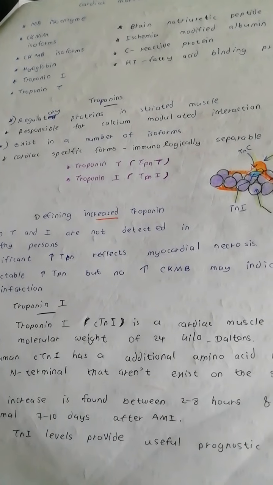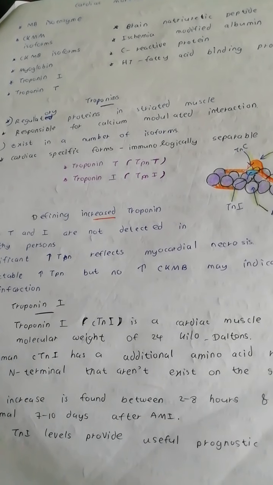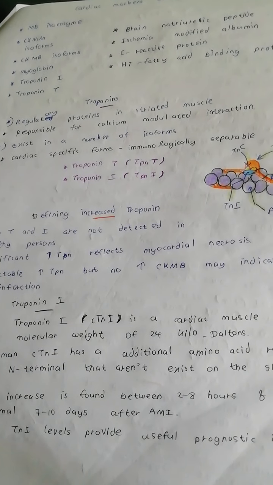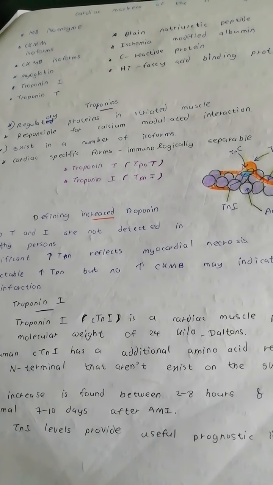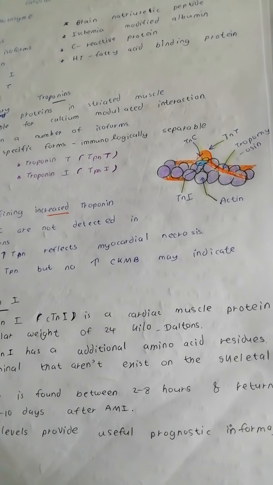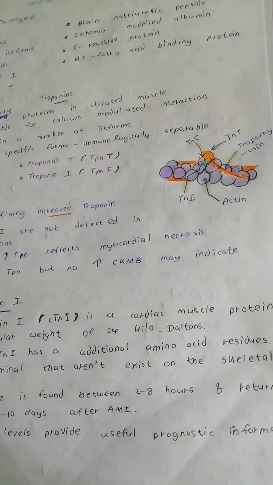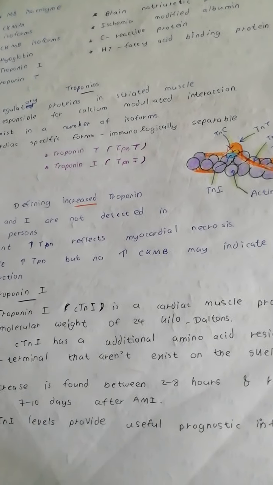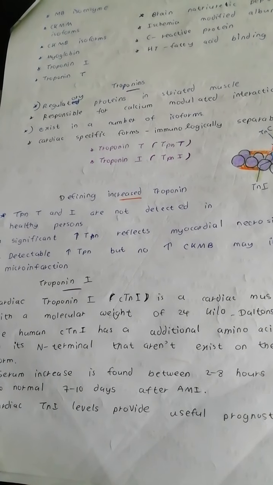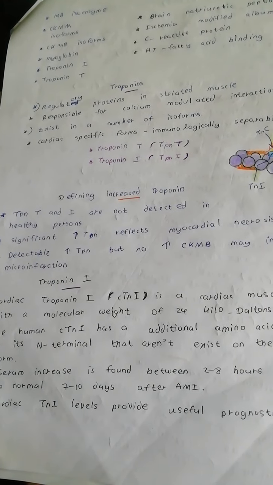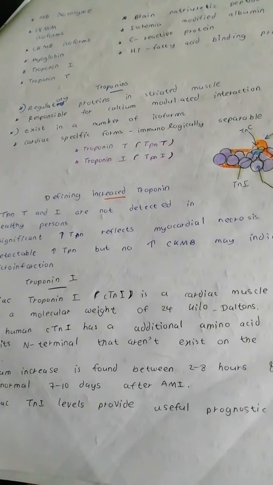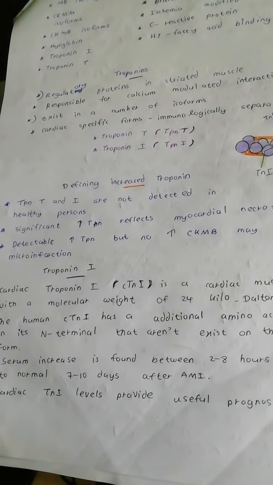Troponins are regulatory proteins in striated muscle, responsible for calcium-modulated interaction. Troponin exists in a number of isoforms. Cardiac specific forms are immunologically separable: troponin T, troponin I, TnC, with tropomyosin and actin. Troponin T and I are not detected in healthy persons. Significantly elevated troponin reflects myocardial necrosis. Detectable increased troponin but no elevated CK-MB may indicate microinfarction.